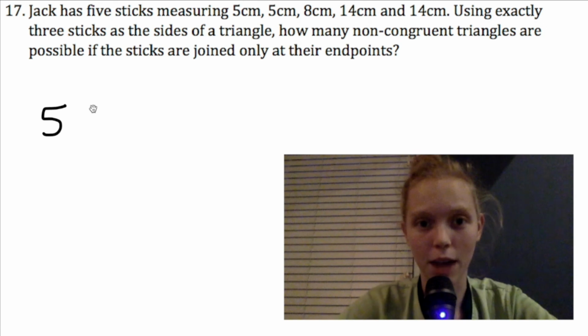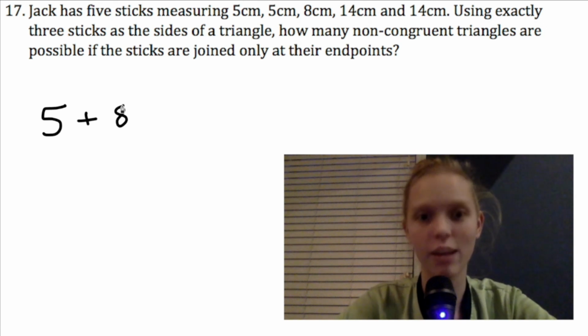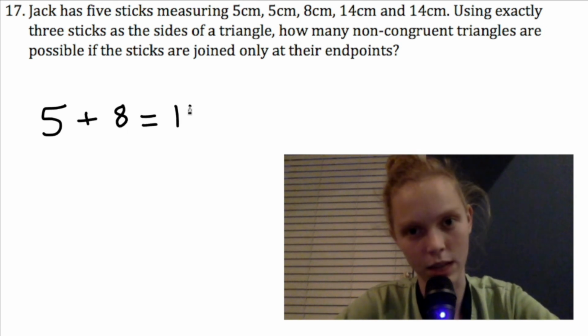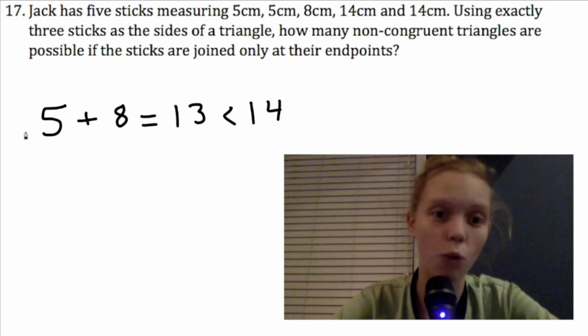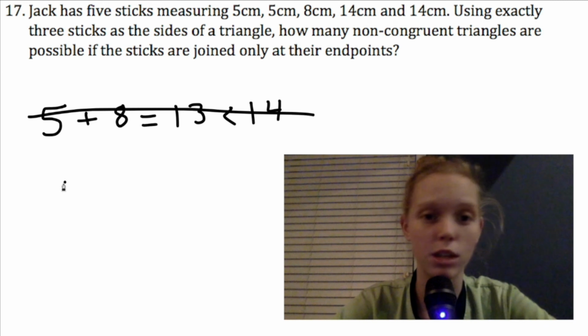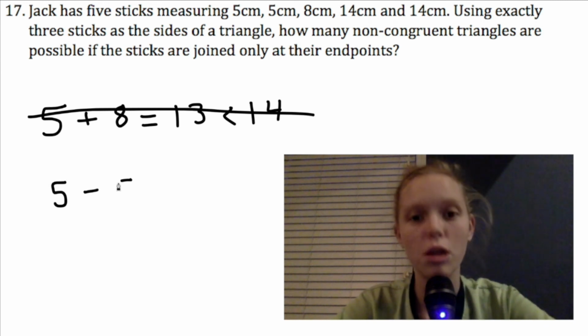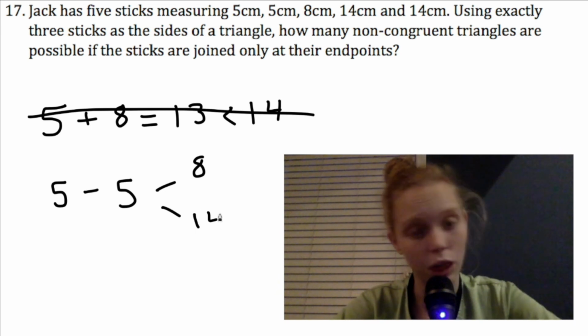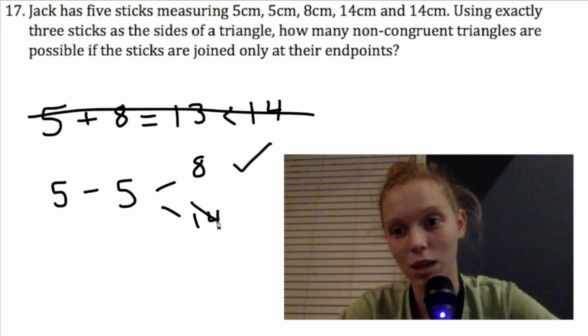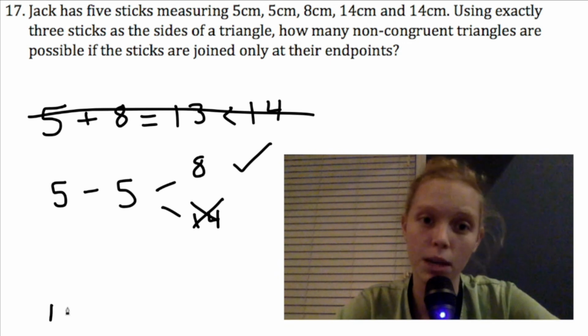The first thing we have to realize is that we can't use 5, 8, and 14. We can't use 3 different stick lengths because it violates the triangle inequality, because 5 plus 8 is 13, which is less than 14. So that means that every triangle we have has to have either 2 or 3 sides in common. We can't have 3 because we don't have 3 sticks of the same length. So they're all going to be isosceles.